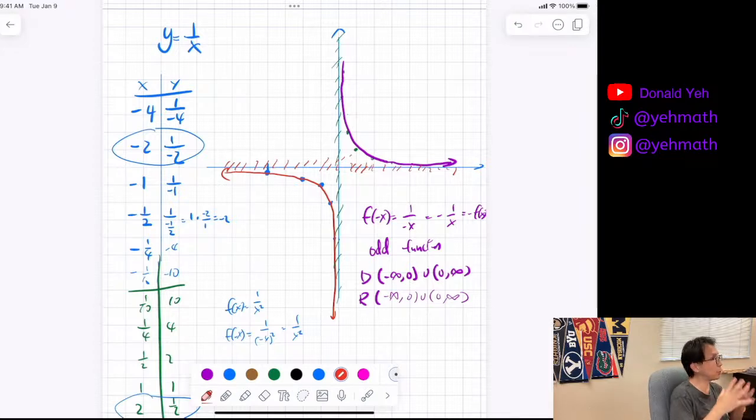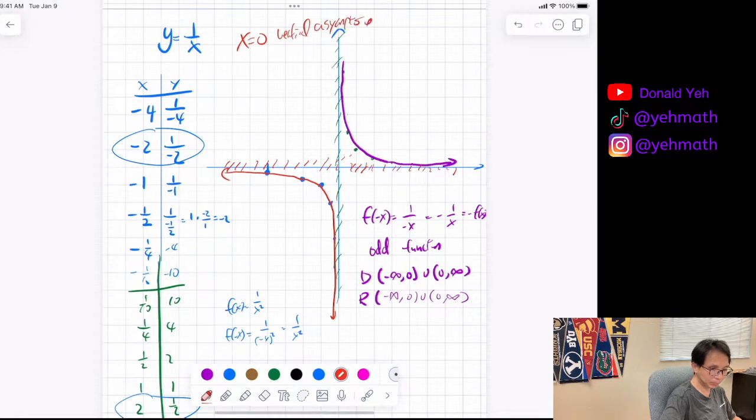Okay, so there are two asymptotes. If you don't know what an asymptote is, x equal to 0 is called a vertical asymptote. Y equal to 0 is a horizontal asymptote. So there are two types of asymptote, one horizontal, one vertical. Here, the vertical is going to be the green line, and y equal to 0 is the horizontal line.